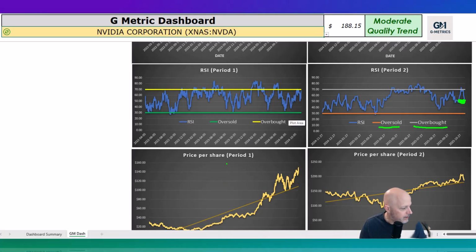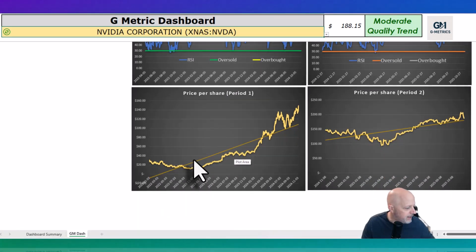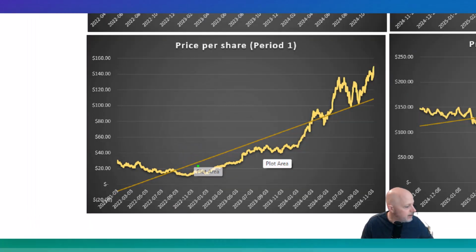Scrolling down, I'm going to clean these things up. And what we've got here is simply the price per share for NVIDIA. So starting in January 2022, it really started to take off, kind of leveled out for the second period here, but recently, at least over the last half of the previous year of data, it's been going up pretty steadily. Let's delete that out of here.